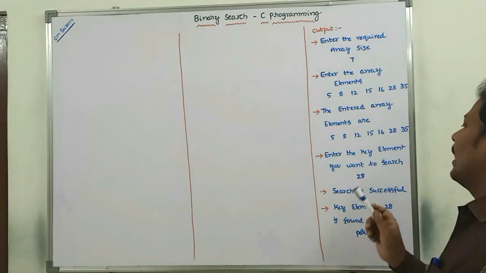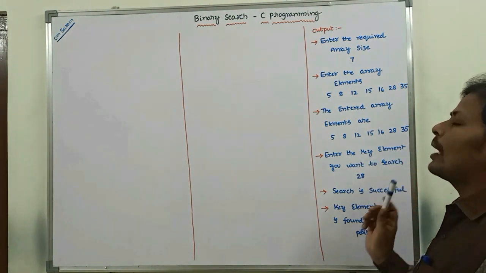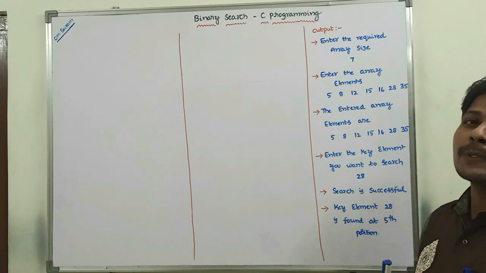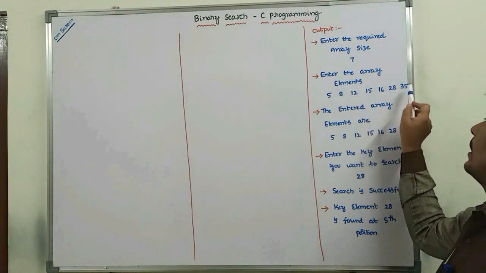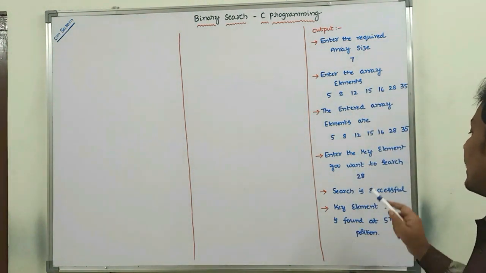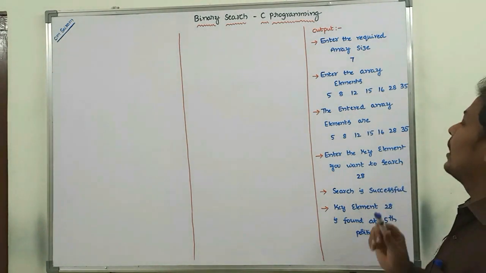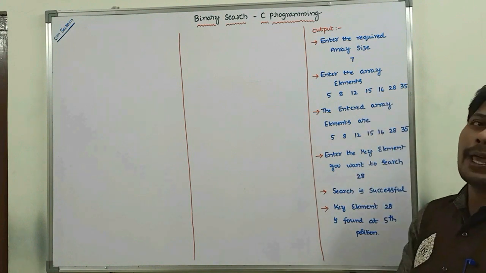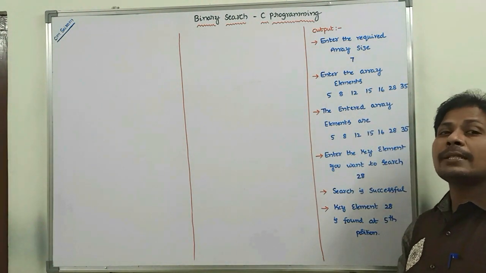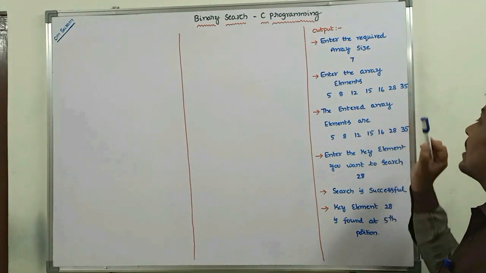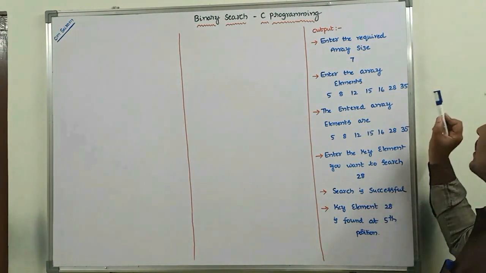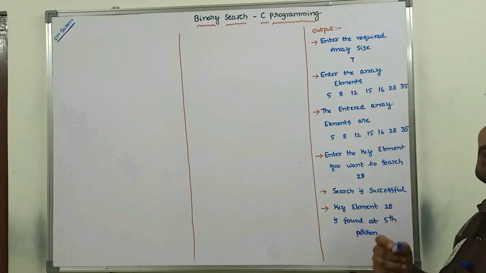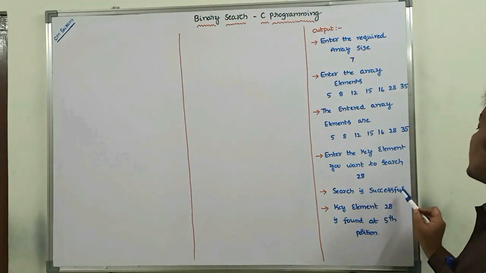Next, enter the key element you want to search. So what is the element you have to search from the given array elements? That is 28. Here 28 is present in the given array list. Hence we can say that the search is successful.